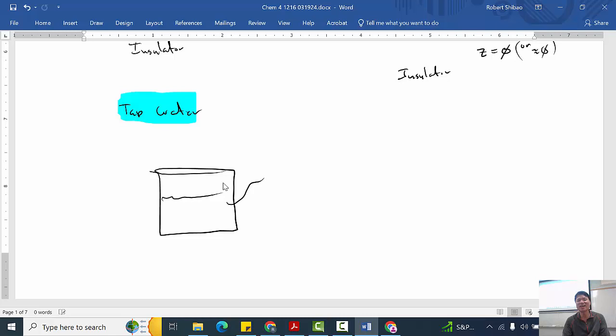So tap water has dissolved minerals in here. And what happens when the minerals become dissolved in here? It makes ions. So one of the things that tap water has is sodium in it. I think it should have sodium in there.